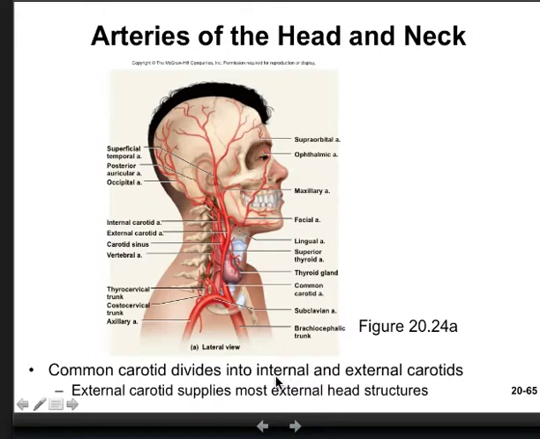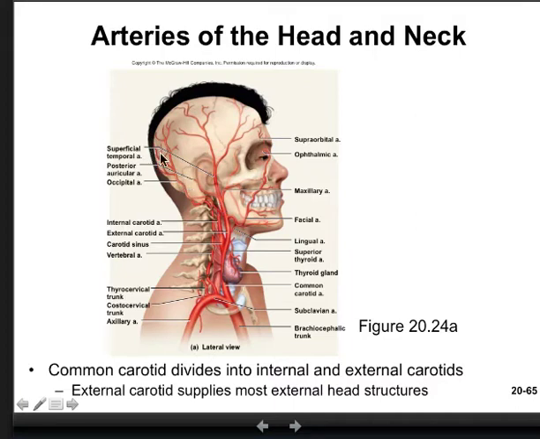The common carotid artery divides into the internal and external carotids, and the external carotid supplies most of the external head structures. And so what you've got to think here is now we've broken off the aorta, all right, and what you're going to see, if you look, this is the external carotid artery, all right, so this is going to be a more laterally running artery, and then the internal carotid artery, which is more medial, right, and this supplies blood to the brain.